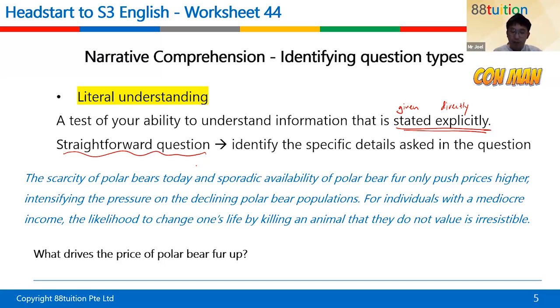So, for example, in this paragraph over here: the scarcity of polar bears today and sporadic availability of polar bear fur only push prices higher, intensifying the pressure on the declining polar bear populations. For individuals with a mediocre income, the likelihood to change one's life by killing an animal that they do not value is irresistible. Just by looking at this paragraph, we can answer the question, what drives the price of polar bear fur up? Because the answer is directly within this paragraph. We say that this kind of question is a literal question. You can basically find the answers here.